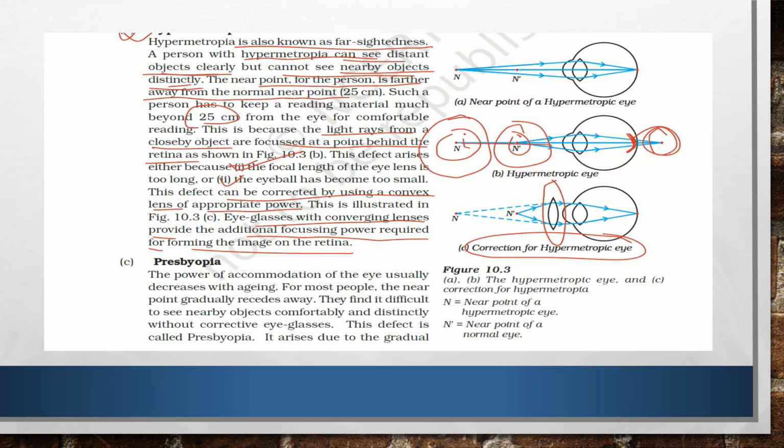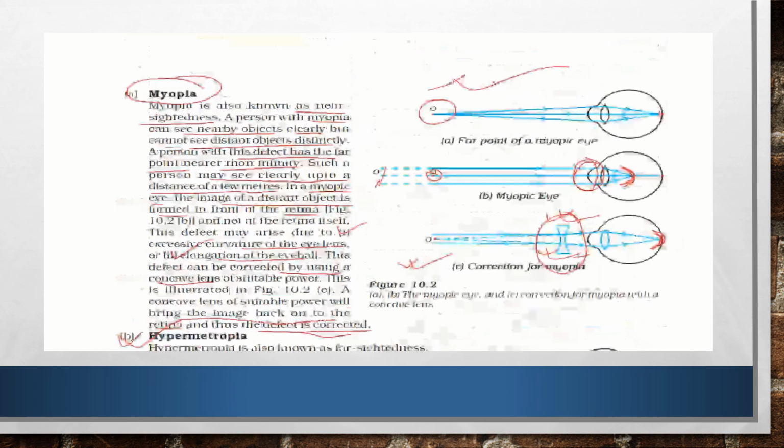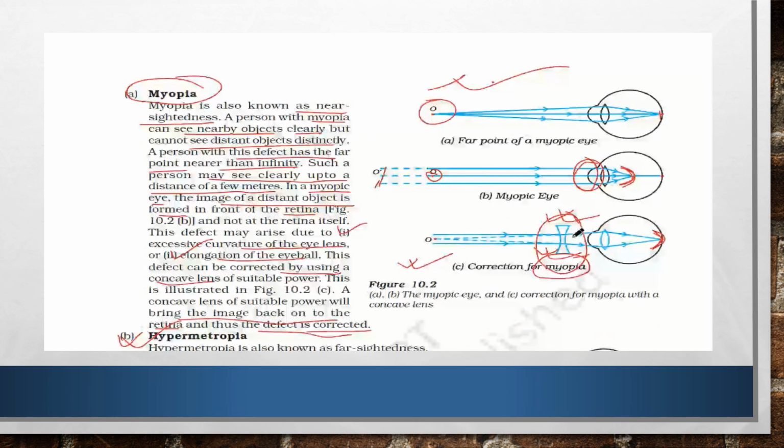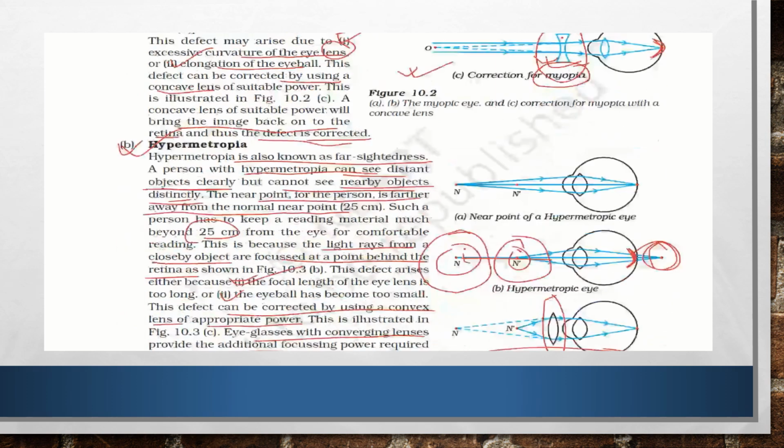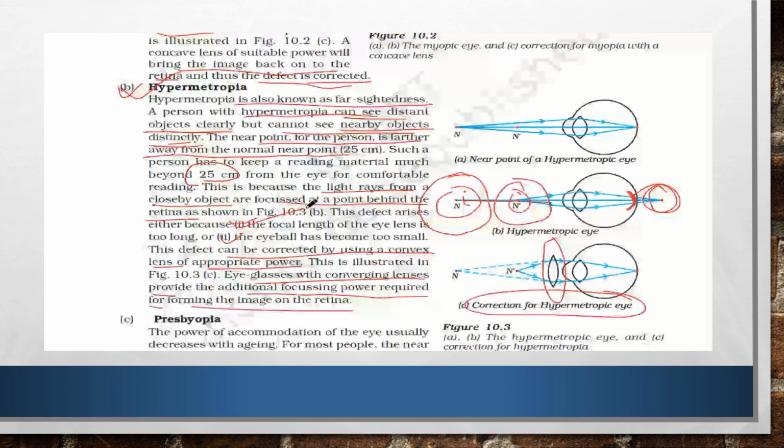So in myopia, the defect was caused due to the elongation of the eyeball, and excess curvature of the eyeball or excess curvature of the lens could also cause this myopia. Now here in hypermetropia, we can see the focal length of the eye is too long and the eyeball has become too small.